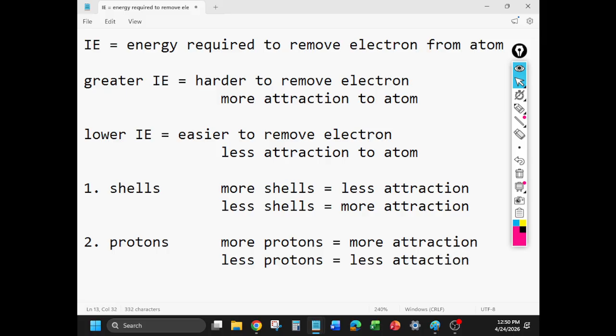Okay. So think of protons as kind of like the pull that the atom has. The more protons there are, the more it will attract the electron. And then the fewer there are, the less it will attract.